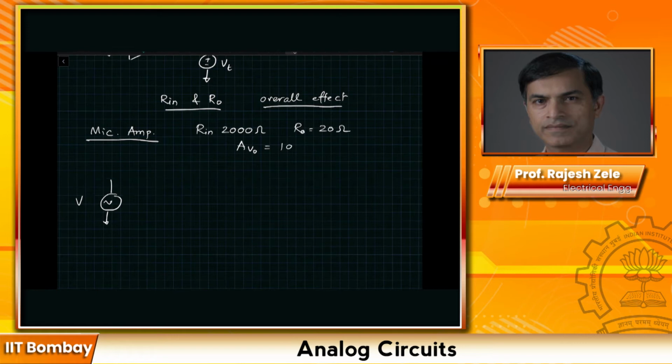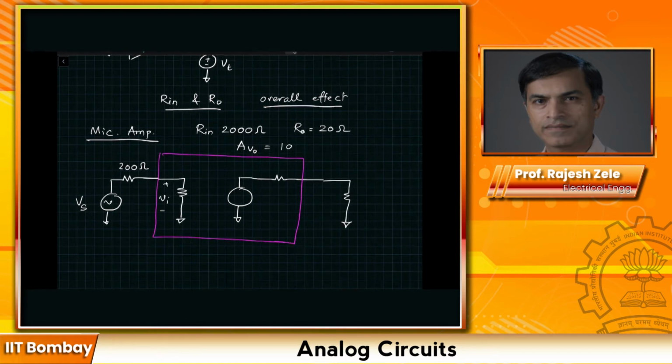Let's say we pick a microphone which can be represented with a resistance of 200 ohms. So this is what we started off with. This is driving our amplifier. The magenta box is our amplifier. Rin is 2000 ohms, AV0 times Vi, and R0 is equal to 10 ohms. Let's say we were driving a speaker using this amplifier. If you're a speaker enthusiast or a music system enthusiast, you know that the speaker resistance is something like 4 ohms or 8 ohms. Let's pick 8 ohms here.